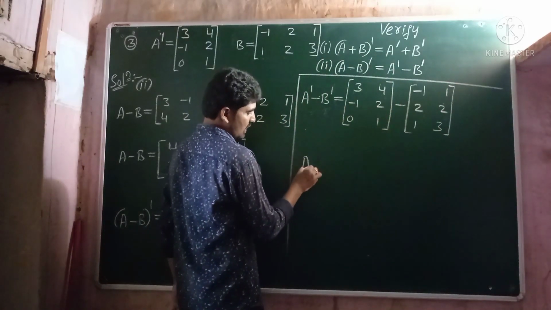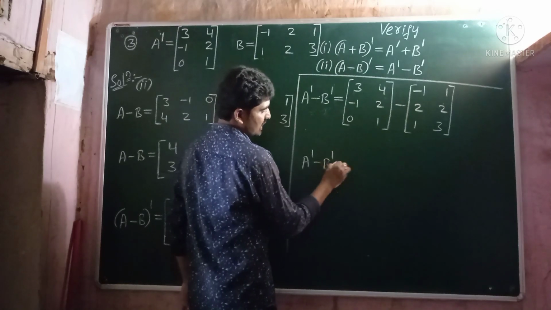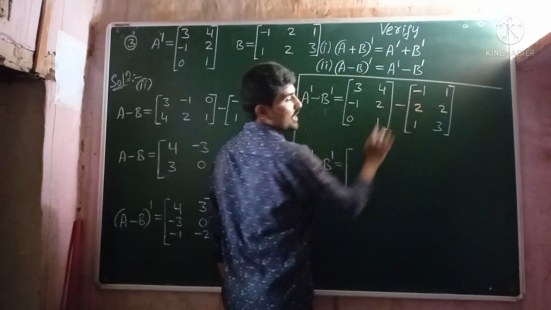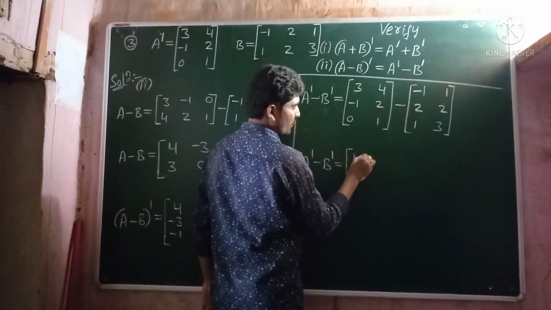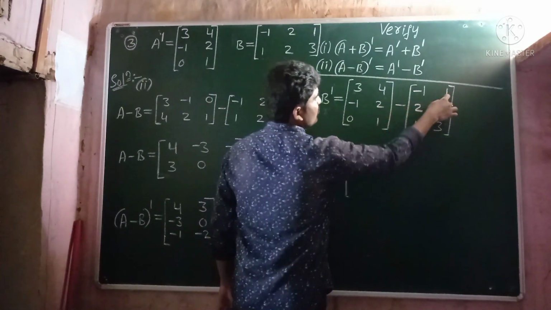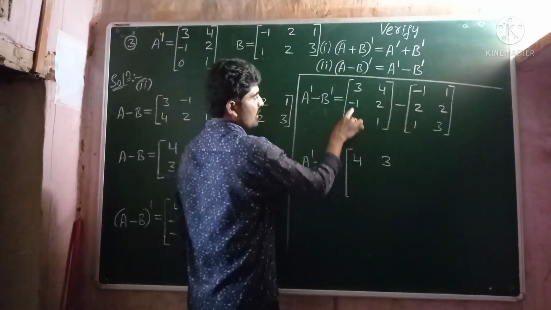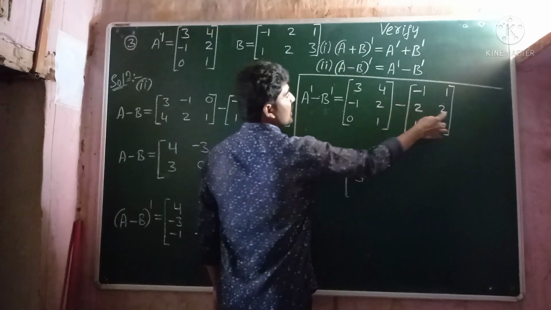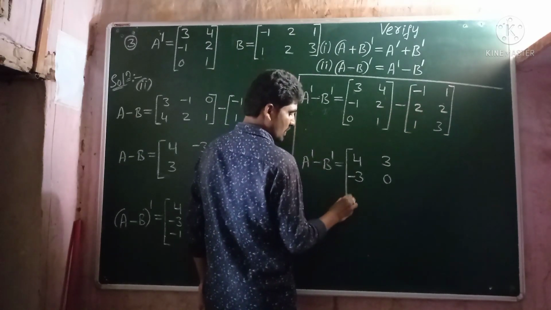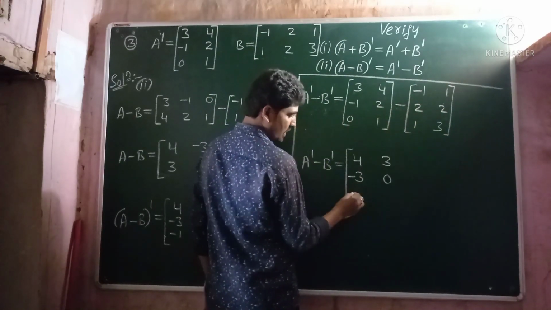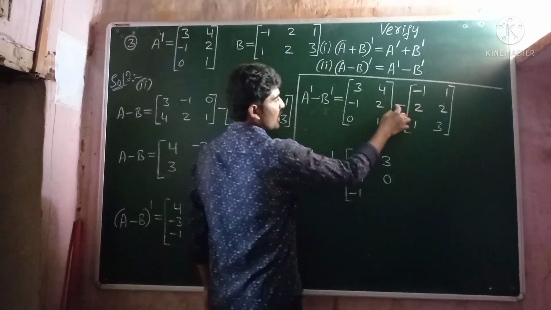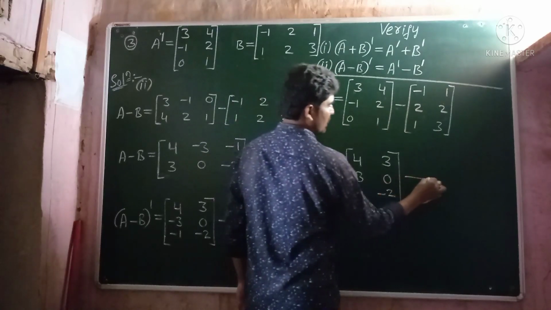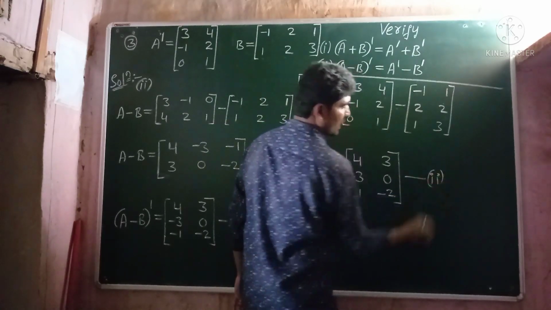Therefore, A dash minus B dash is equal to 3 minus into minus is plus, so 3 plus 1 is 4. 4 minus 1 is 3. Minus 1 minus 2 is minus 3. 2 minus 2 is 0. 0 minus 1 is minus 1. 1 minus 3 is minus 2. And now call it equation number 2.